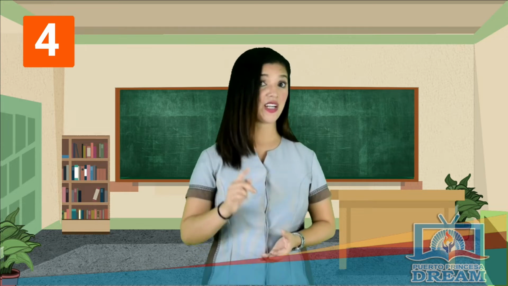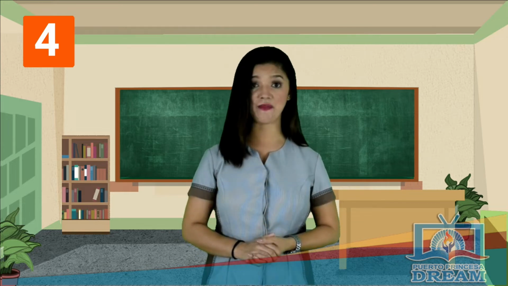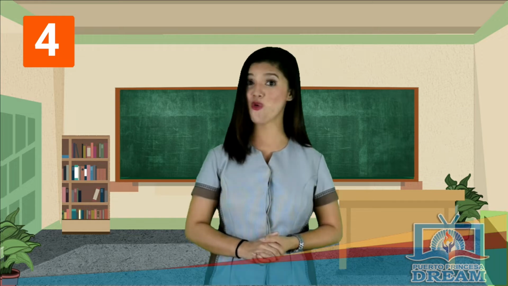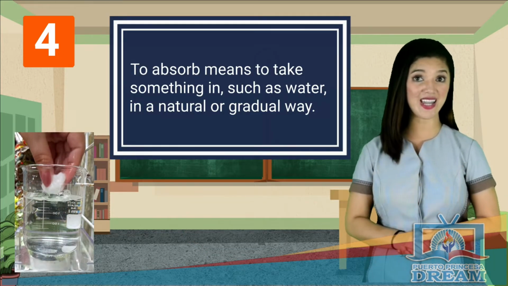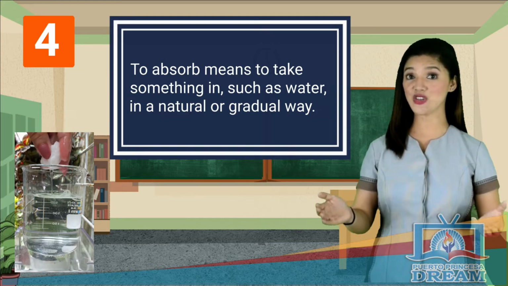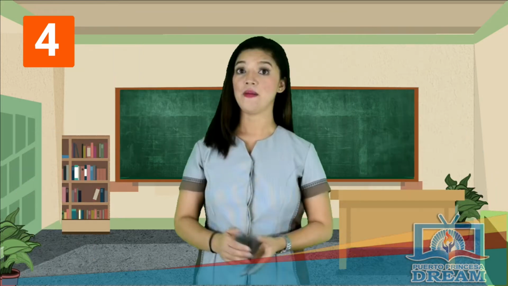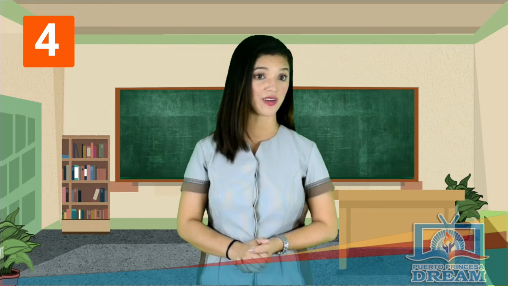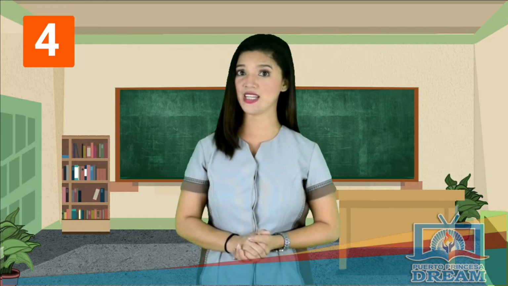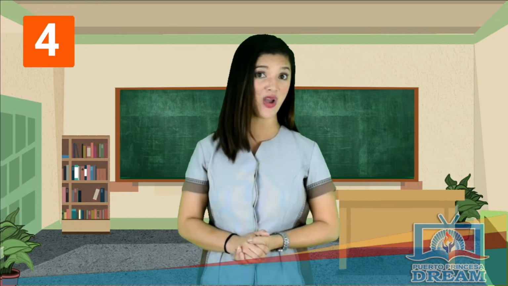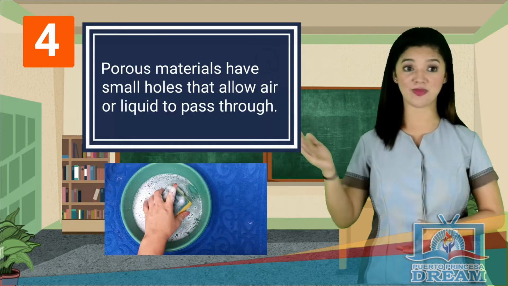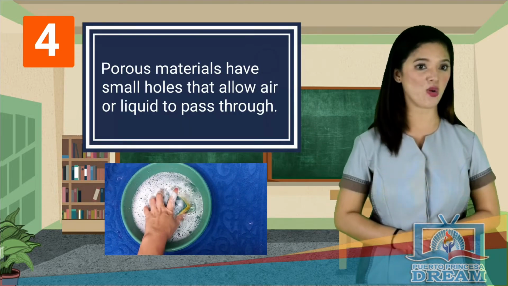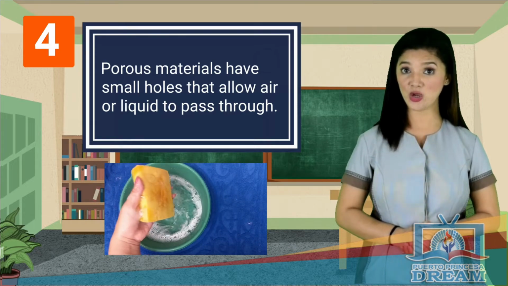Different materials in our environments can be classified based on their ability to absorb water. To absorb means to take something in, such as water, in a natural or gradual way. Many materials can absorb water. This means they can take water in and then become wet. These are called porous materials, and they have small holes that allow air or liquid to pass through.